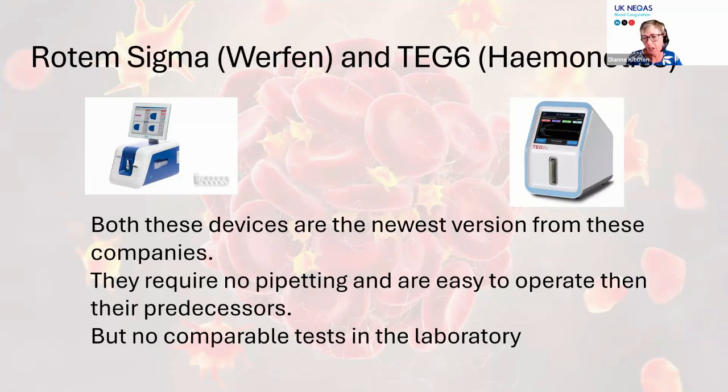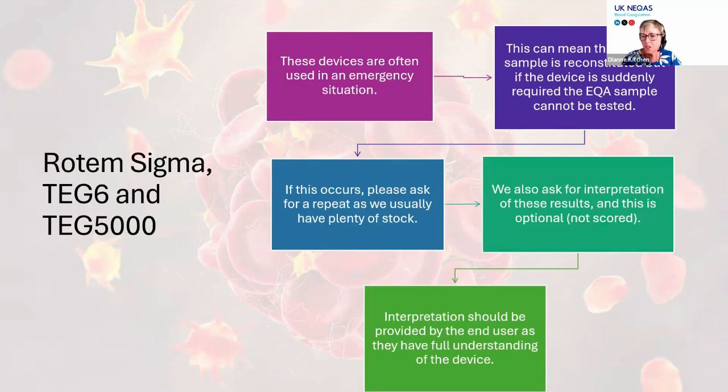Because they're often used in an emergency situation, you might have set the EQA sample to reconstitute, and we wait 10 minutes in this case, and suddenly you might have a patient in that needs that device. If this occurs, we can usually supply a repeat. So just bin that sample and ask us for a repeat.